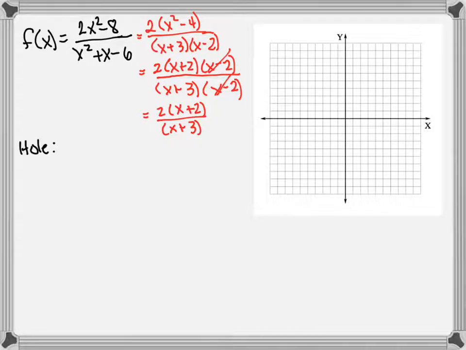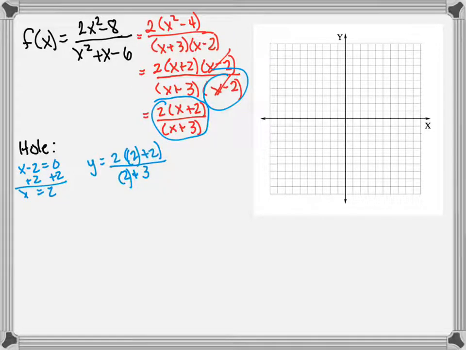To find our hole, we'll set the canceled factor, which is x minus 2, equal to 0. Solving for x, we find x equals 2. That's the x-coordinate of our hole. Let's substitute that into our simplified version for x. So y equals 2 times the quantity 2 plus 2 over 2 plus 3, which is 8/5. So the coordinates of our hole are 2, 8/5. And I can draw that in. So that's an open circle at 2, 8/5.